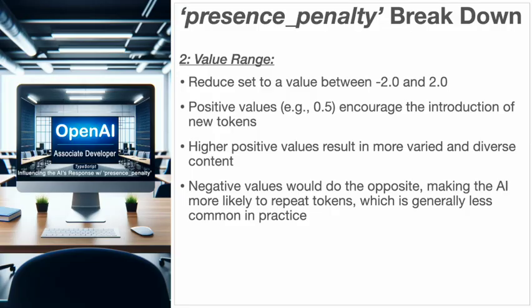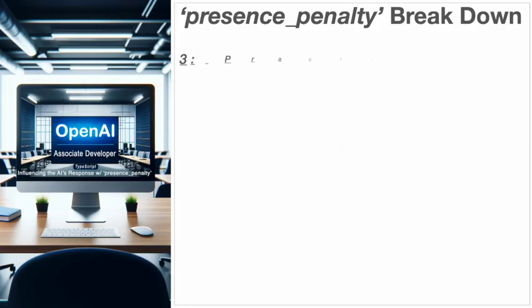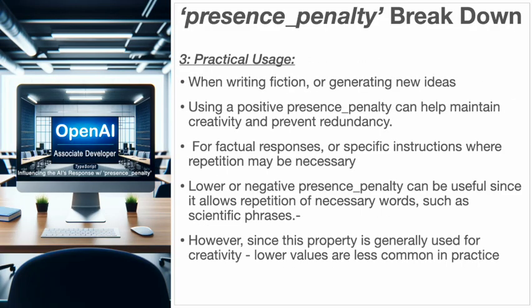3. Practical usage. When writing fiction, or when generating new ideas, using a positive presence penalty can help maintain creativity and prevent redundancy. For factual responses, or specific instructions where repetition may be necessary, a lower or negative presence penalty can be useful. However, these lower values are less typical in practice.